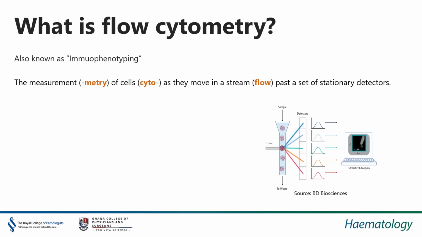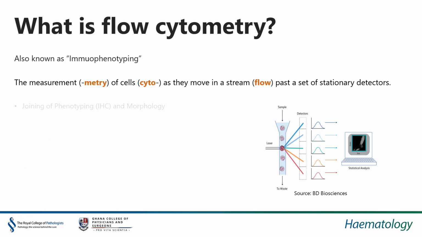So what is flow cytometry, which is sometimes referred to as immunophenotyping or occasionally immunohemato-oncology? In its very basic form, it's the measurement, or metry, of cells, which is obviously the cyto part, as they move in a stream, or the flow part, past a set of stationary detectors. So essentially, it's the joining of the principles of immunohistochemistry and morphology.